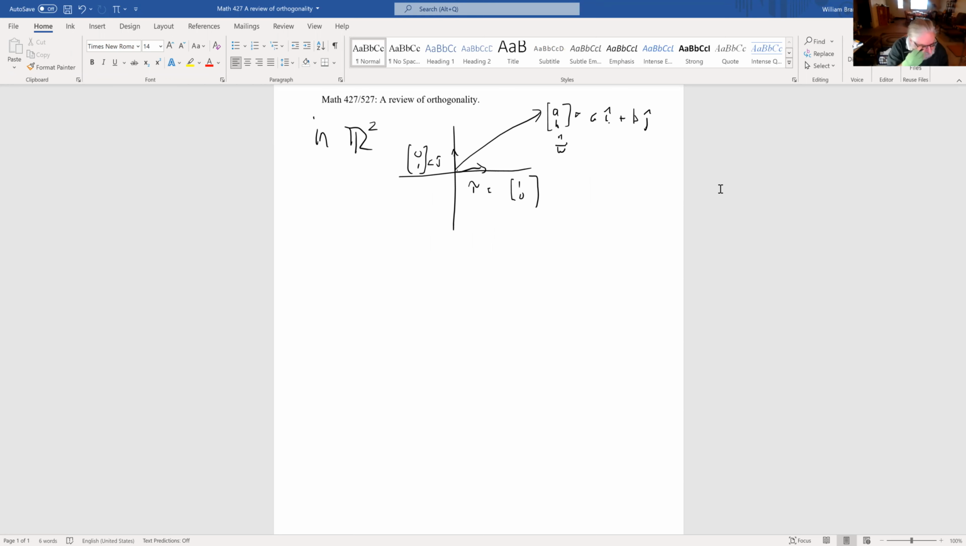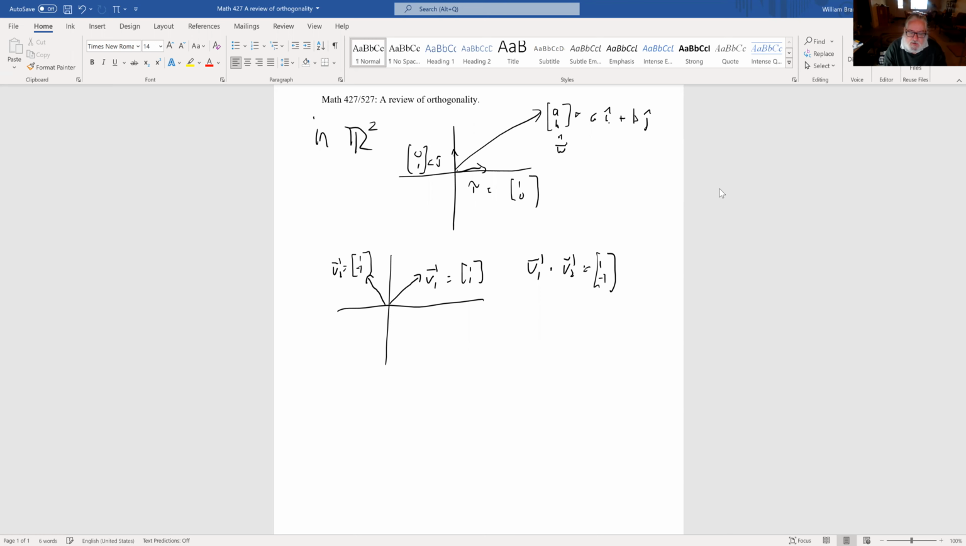Suppose we have 2 vectors. V1 is the vector 1, 1, and V2 is the vector 1, minus 1. They're linearly independent, and we can verify that V1 and V2 are orthogonal by taking their dot product. 1, minus 1 dot 1, 1: you multiply the top row, 1, multiply the bottom row, minus 1, and add them together, and that gives us 0. So V1 and V2 are perpendicular.